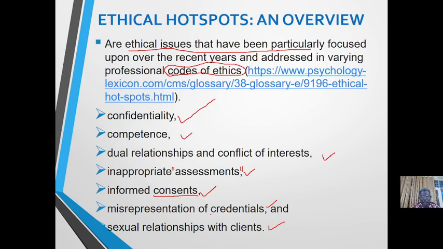Also, misuse of credentials. You bring your CV, a forged CV, or when you're required to bring information, you bring information which is not trustworthy. And then the last is sexual relationship with clients, even within the office, which also affects the conduct and the output of the organization.